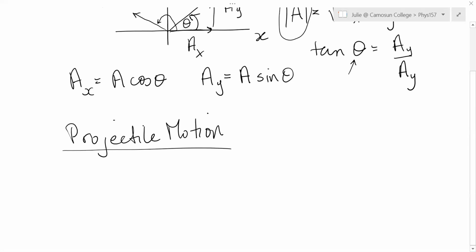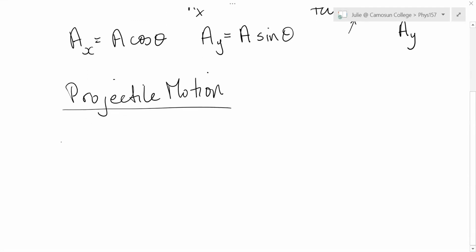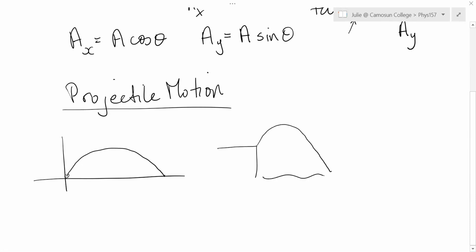So this is an object in free fall, but now it is allowed to go in 2 dimensions. So like if you kick a football and it goes like this, that's a projectile. Or if you throw something off a bridge and it goes like this into the water, that's a projectile. And there are some very good videos about this motion.